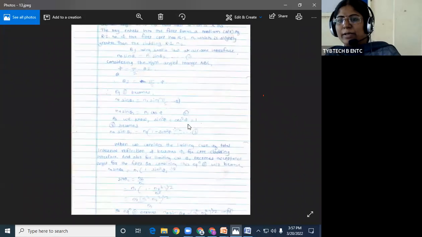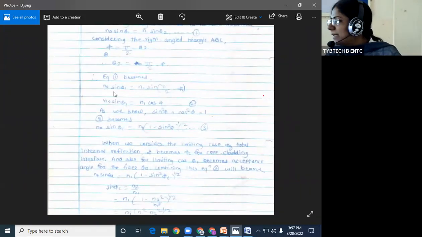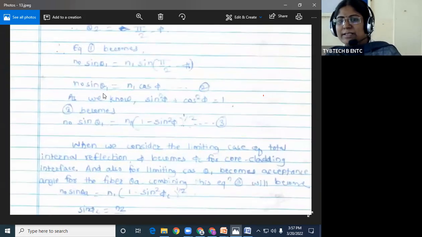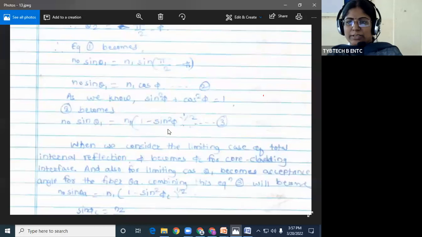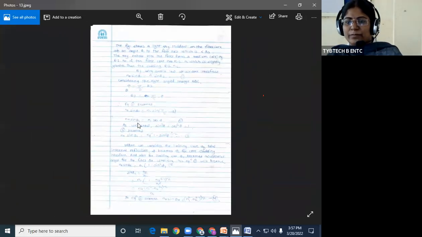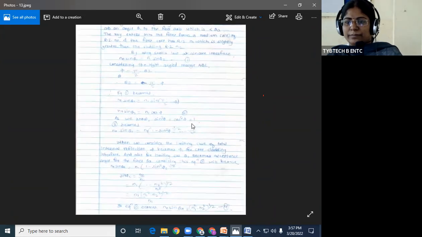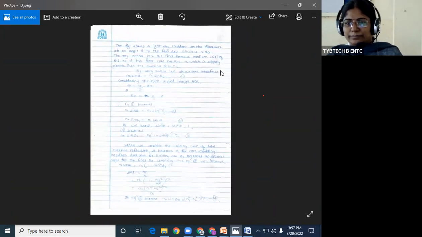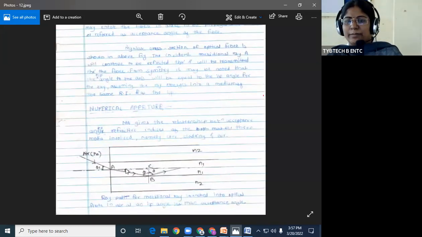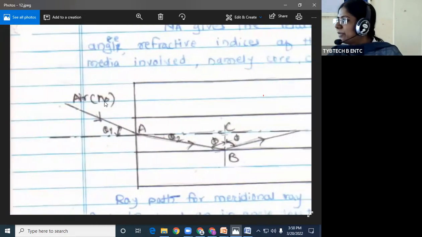See, what Snell's law did we apply now? n0 sin θ1. As per Snell's law, refractive index of the first media and sine of that angle. So the first media is air. Just see this diagram once again so that you will understand this equation. First media is air, refractive index n0, angle of incidence θ1. Here angle of refraction is θ2, and refractive index is n1.